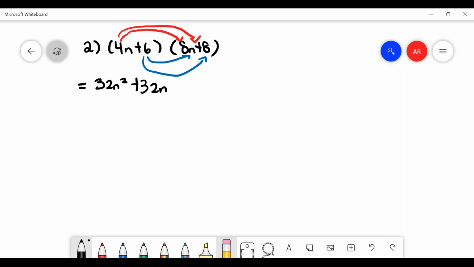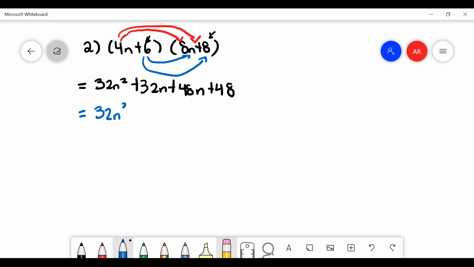And then next, we're going to take a look at this 6 here, and we're going to be distributing it with our brackets. 6 times 8n is 48n. And finally, we have 6 times 8, which is the second term inside the second set of brackets, and that is 48. And now we need to further simplify and gain our final answer.